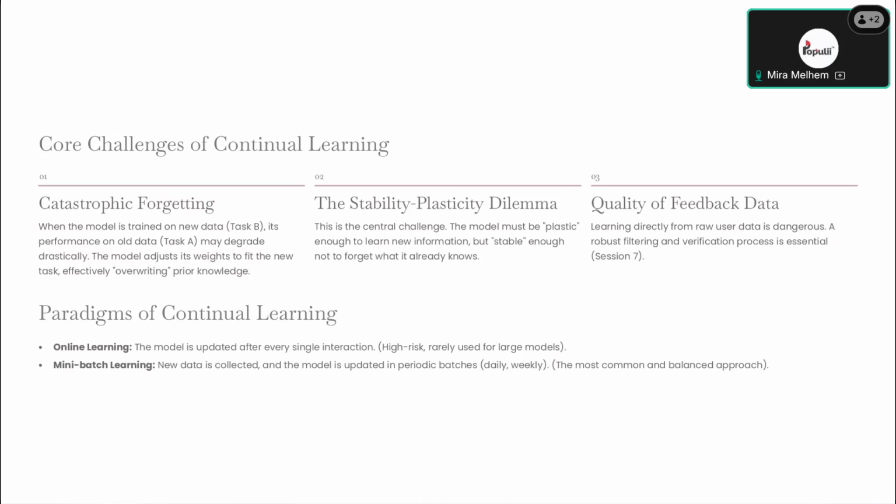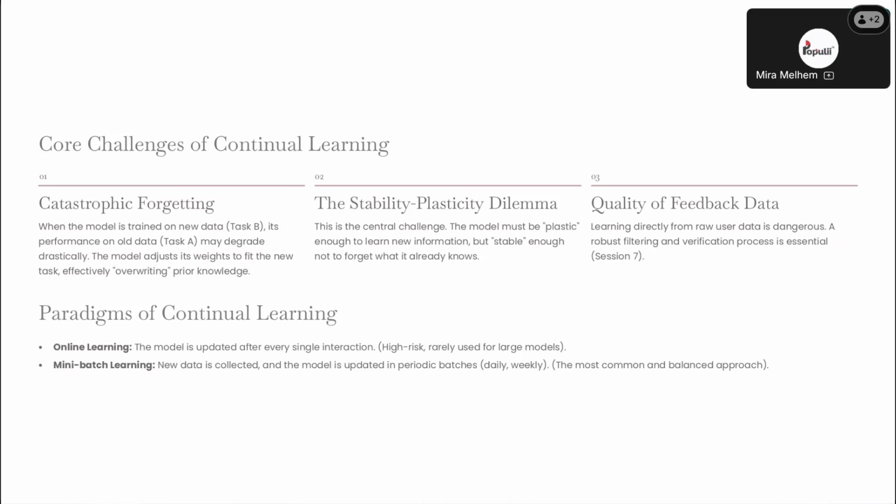before relearning the model. There are also two main approaches that we use in the real world, the paradigms of continual learning. The first one is online learning. The model is updated after every single user interaction. This is extremely risky for large models because one bad interaction can corrupt the whole system. So it's rarely used for industrial scale AIs.